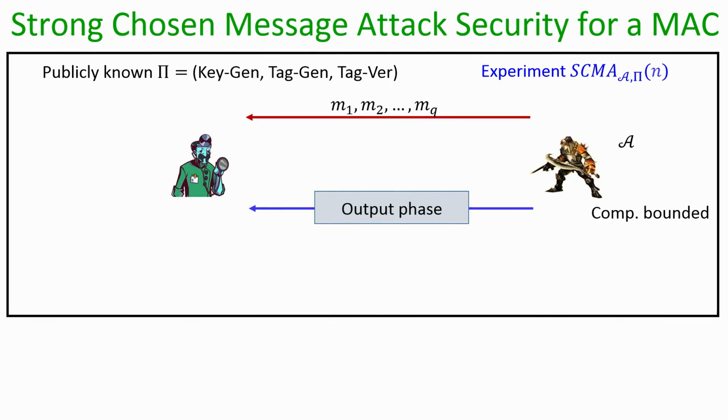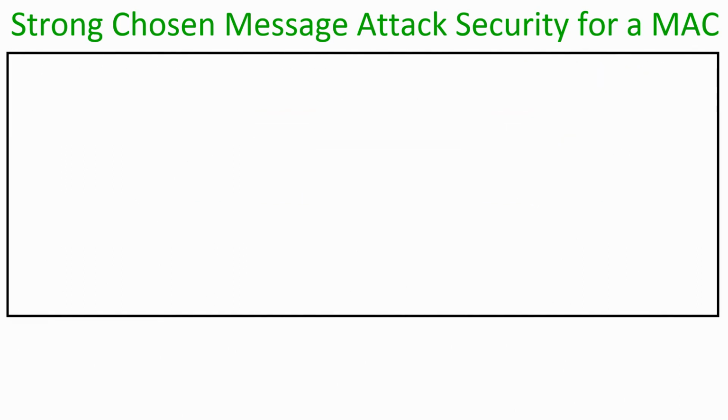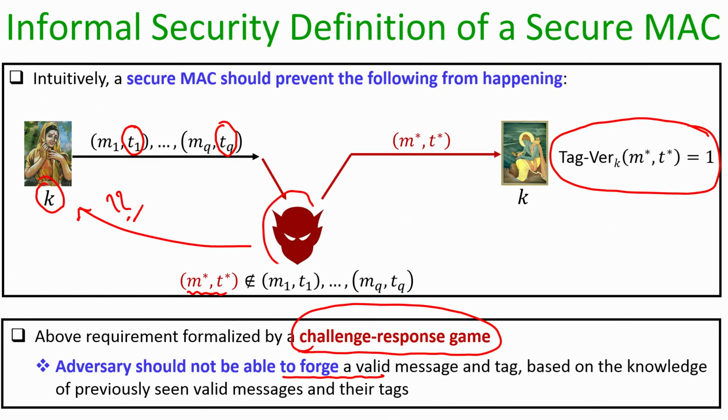In the training phase, the adversary adaptively submits several messages of its choice and asks for the tags on those messages from the experiment. This corresponds to the real-world scenario where our adversary might have seen several legitimate message-tag pairs communicated between the sender and the receiver in previous sessions.